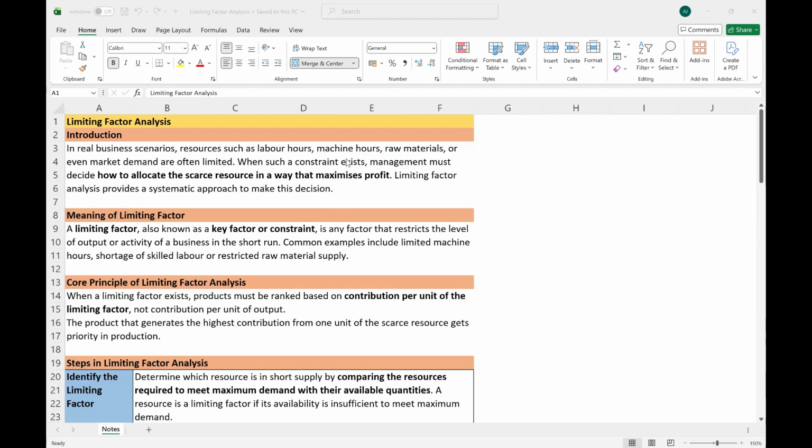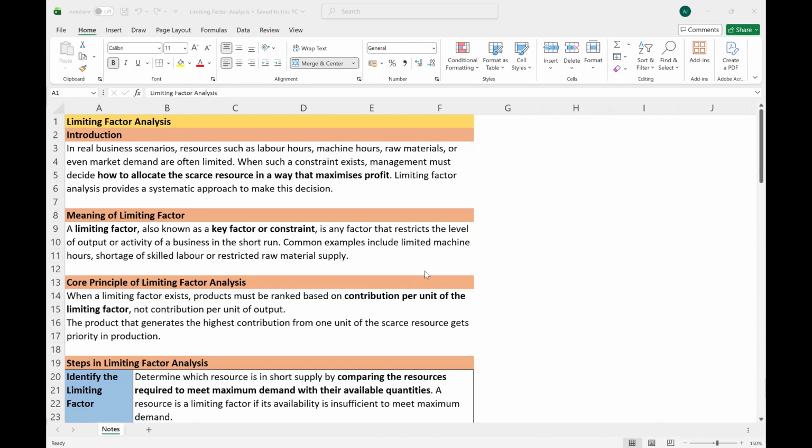What is a limiting factor? A limiting factor, also known as a key factor or a constraint, is any factor that restricts the level of output or activity of a business in the short run. So, anything which is restricting the output of an organization, that is called a limiting factor. Common examples include limited machine hours, shortage of skilled labor, restricted raw material supply, or limited production capacity.